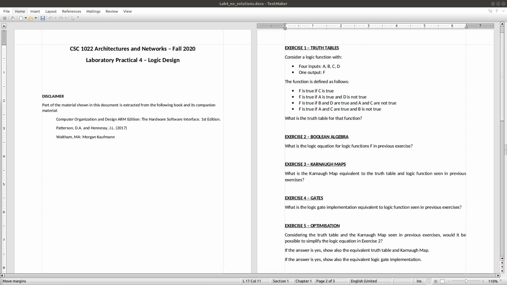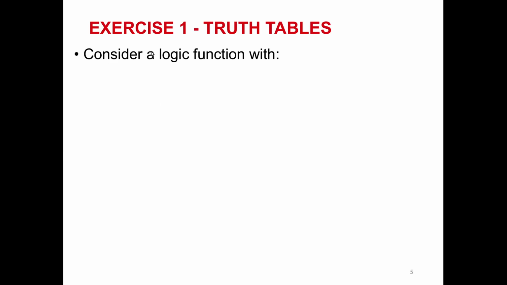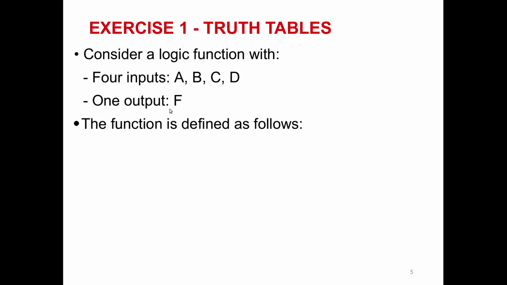So we will go into the first exercise about truth tables. This is the question for exercise 1. We consider a logic function with 4 inputs A, B, C, and D, and it will generate one output F. The function F will be defined as follows.